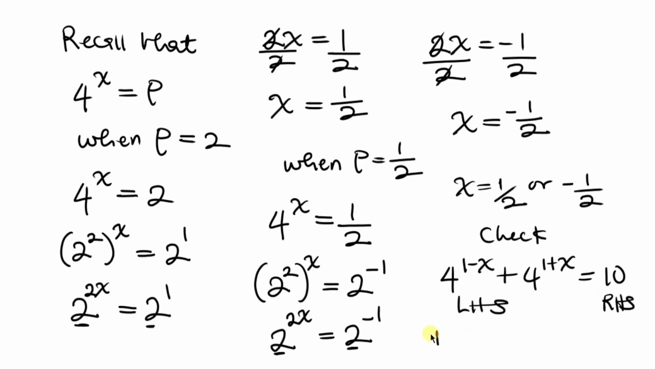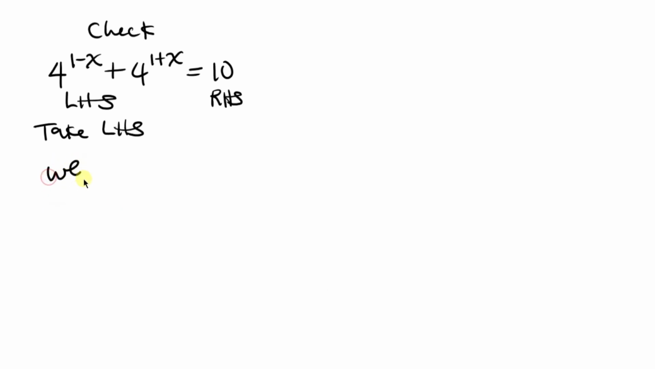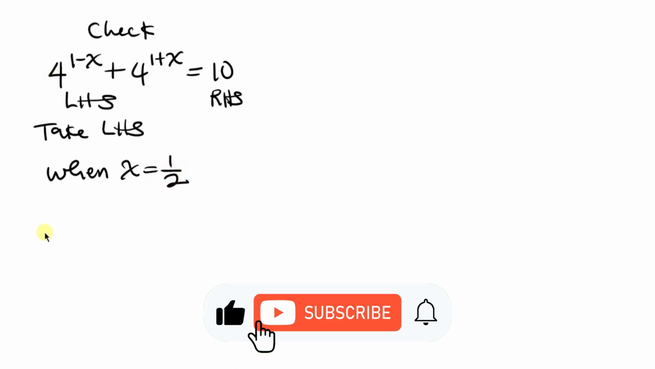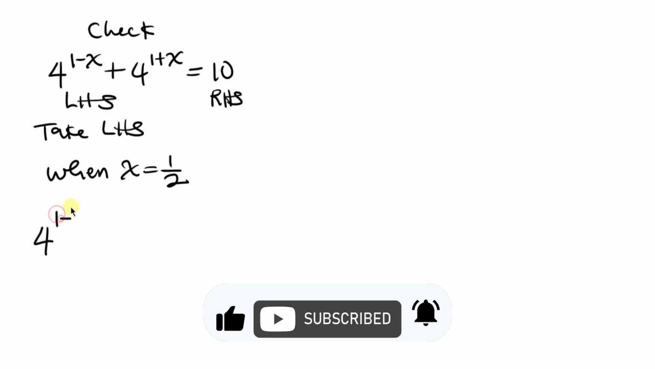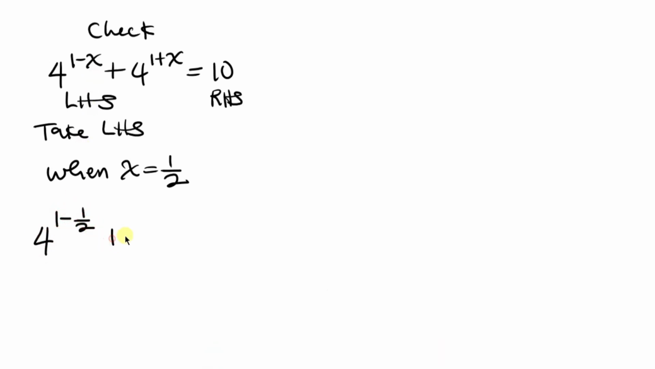So let's take the left-hand side. Let's start with when x is equal to 1 all over 2. On the left, the expression, we have 4 to the 1 minus x, where x is 1 over 2, plus 4 to the 1 plus x, where x is 1 over 2. So this becomes 4 to the 1 minus half, which is half, plus 4 to the 2 times 1, which is 2, plus 1, that is 3. So we have 3 all over the denominator 2.